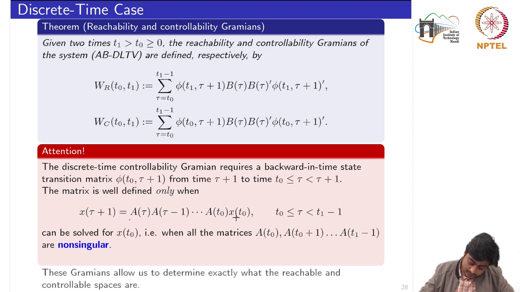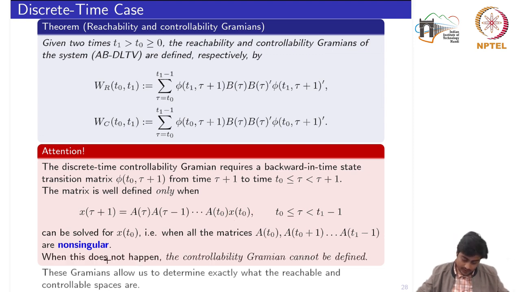Now the controllable subspace is basically where we want to characterize all these points starting from where I can reach the origin. If I want to compute this point x(t0), I need to pre-multiply both sides by the inverse of these matrices. So I need to compute this one, and for the solution, all these matrices should be non-singular. So when this does not happen, the controllability Gramian cannot be defined.